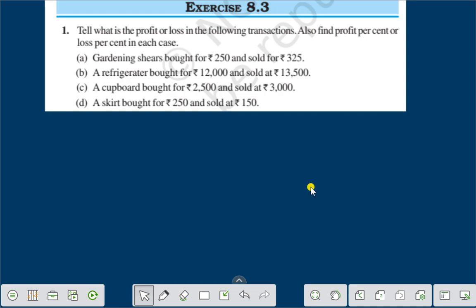Hello everyone. Today I'll discuss exercise 8.3 question number 1. Tell what is the profit or loss in the following transactions. Also find profit percent or loss percent in each case. A. Gardening shares bought for rupees 250 and sold for rupees 325. B. A refrigerator bought for rupees 12,000 and sold at rupees 13,500. C. A cupboard bought for rupees 2,500 and sold at rupees 3,000. D. A skirt bought for rupees 250 and sold at rupees 150. Let us find.